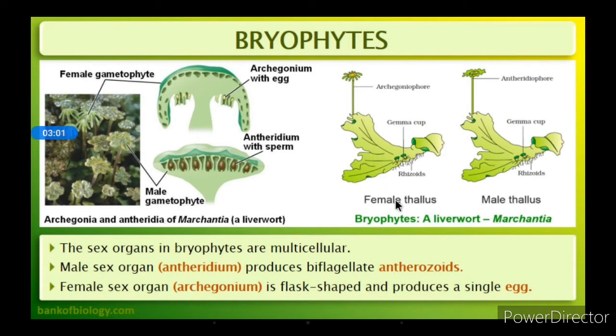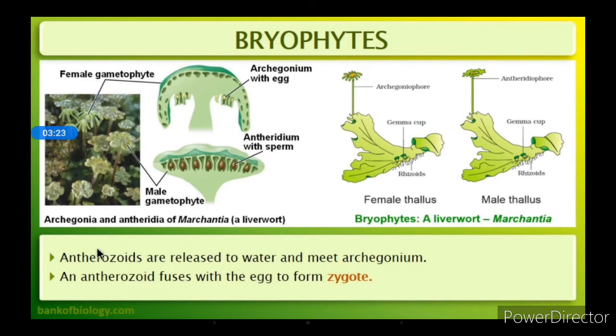And this is the picture of the female thallus. The thallus means a leaf-like structure, okay? And this is the male thallus of Marchantia itself, the same plant, and it looks like the female part. It looks like an umbrella shape. You can see here, this is the archegonium, the female part.